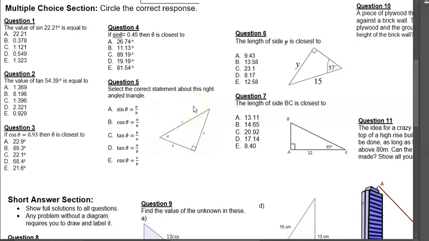Mr. Herman here. This is the practice test for trigonometry. Let's jump straight into it. Multiple choice questions here from 1 to 7.